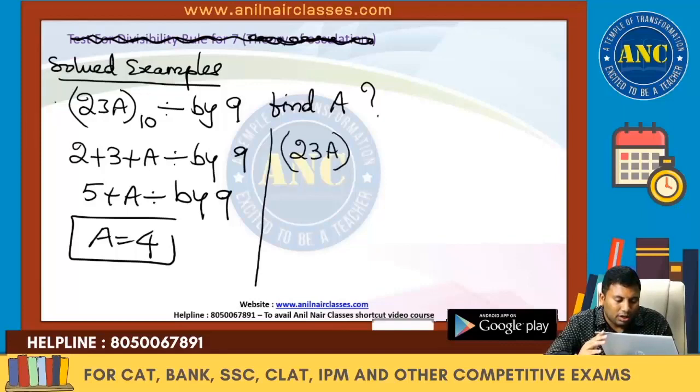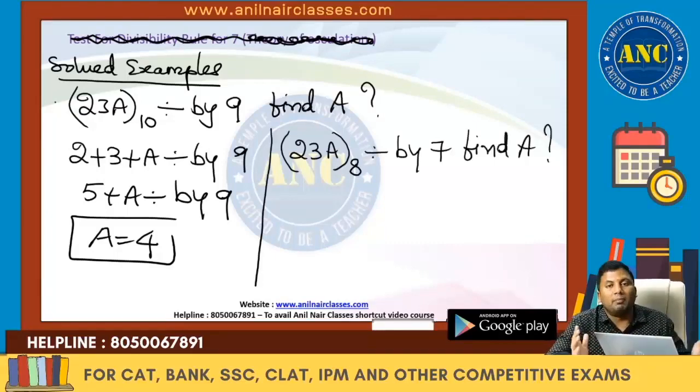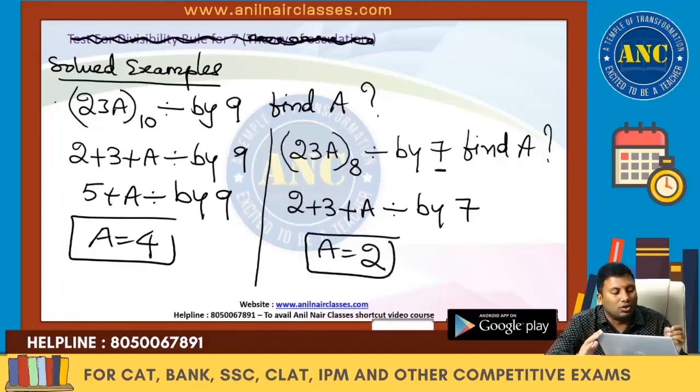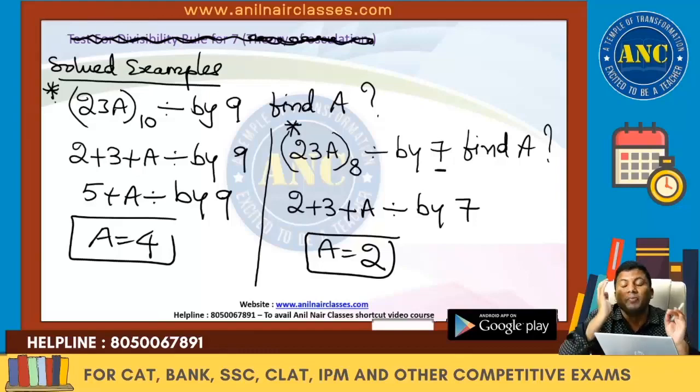23a in base system 8 is divisible by 7. Find a. What will be the divisibility rule for k minus 1 for base system k? Sum of the digits should be divisible by k minus 1. 2 plus 3 is 5. 5 plus a should be divisible by 7. What is the value of a? 2. I hope you have understood how to use the digital sum for another base system also. The divisibility rule for 9 is not only in a decimal system; in a base system k, the divisibility rule for k minus 1 is that the sum of the digits should be divisible by k minus 1. I hope you got the idea.